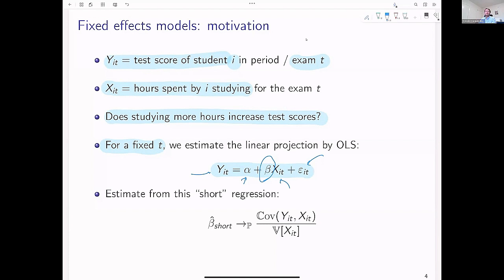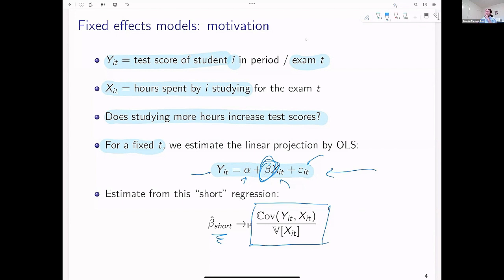So we estimate this regression based on, say, a single exam, the first exam. Maybe you remember this from your statistics class, or maybe you don't, and that's fine. But whenever you run a regression that looks like this and you estimate this coefficient, I'm going to call it beta hat short, short because it's a short regression that doesn't include any additional covariates. The beta hat short will always approximate in large samples this object right here.